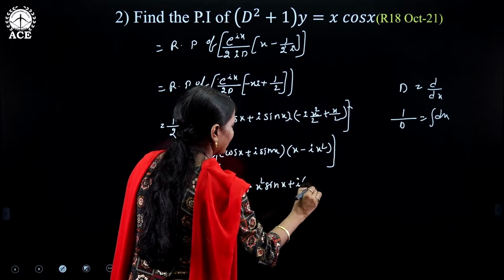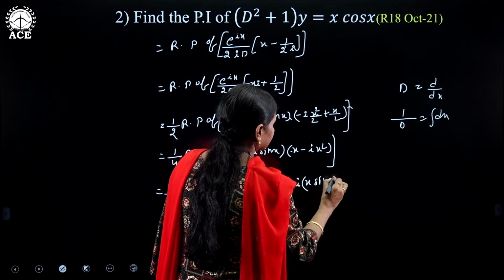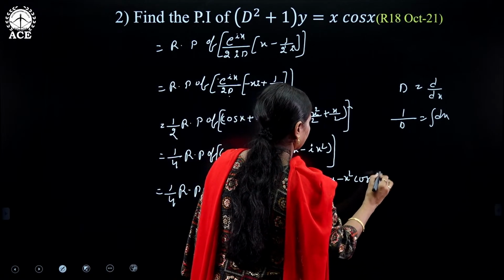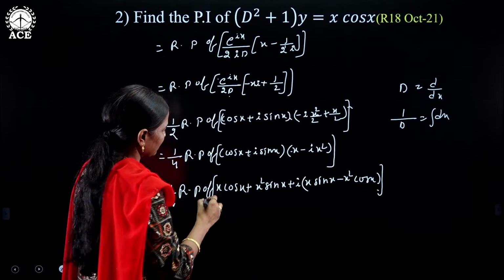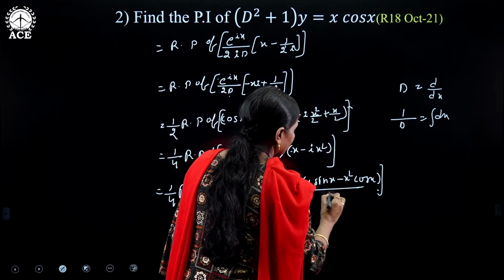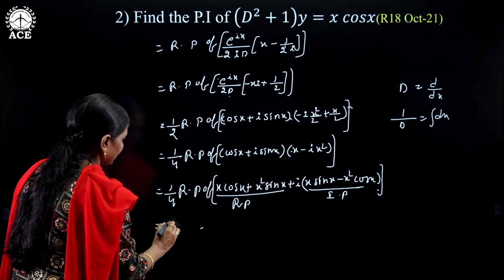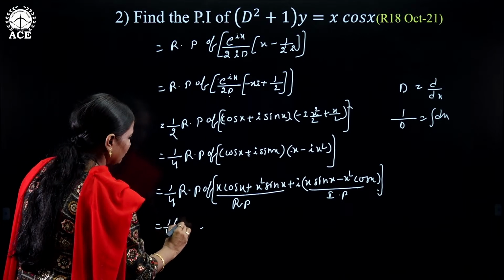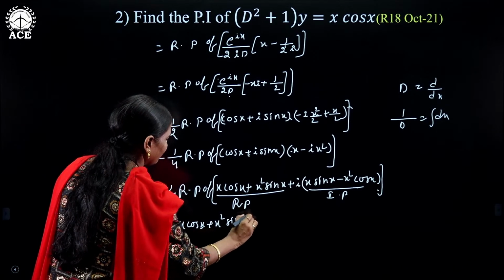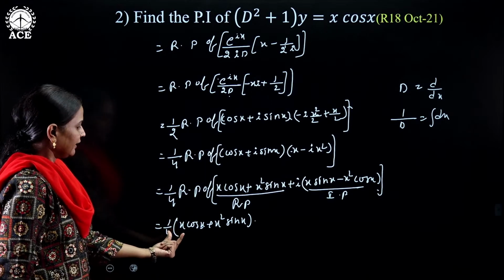Next, take the coefficients of i. So what are the coefficients of i? If you multiply these two, that is x into sin x minus, next if you multiply these two, that is minus x square into cos x. So from this complex number, this is the real part and this is the imaginary part, but we need only the real part of this total complex number. So what is the real part? That is equal to 1 by 4 into x into cos x plus x square into sin x. We need only the real part, don't take the imaginary part. So this is the required particular integral.